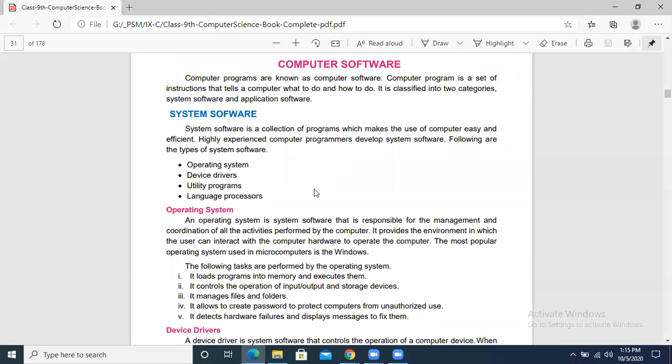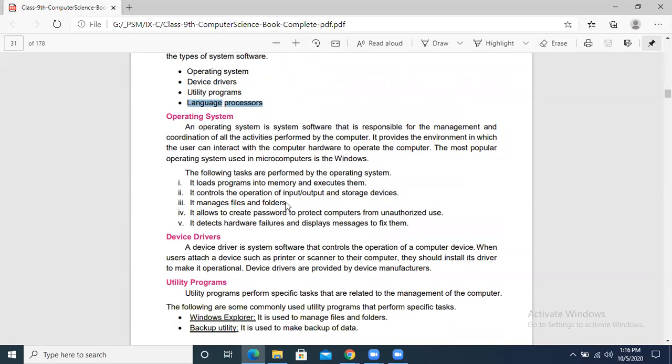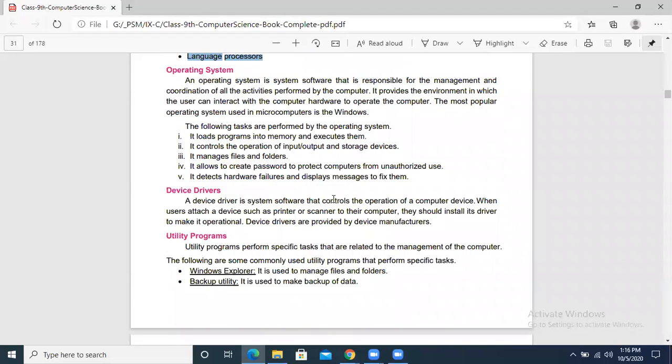System softwares, basically there are two types, you know about it: system and application softwares. System softwares are those softwares which directly communicate with the computer systems, and application softwares are those which are there to facilitate the users. System softwares control the system operations, like the operating system and device drivers. Every device has a driver. Without a driver, the device cannot work. Utility programs and language processors are also system softwares. These are all very important for your exams. You need to go through them.